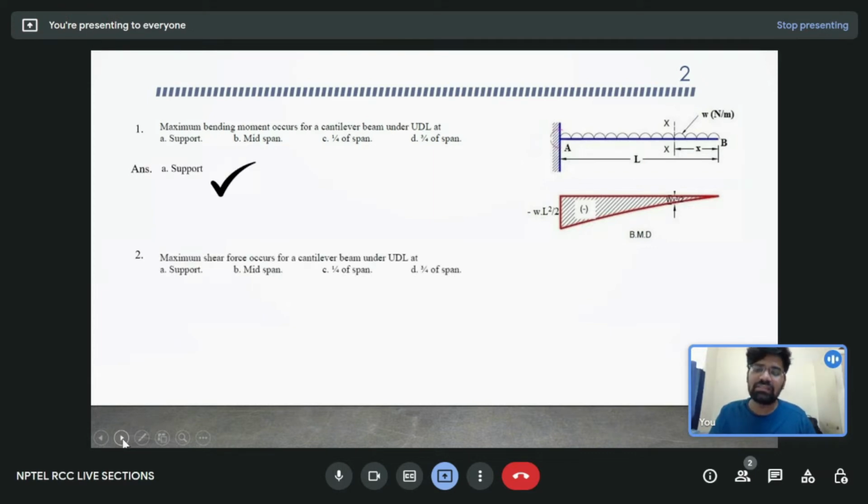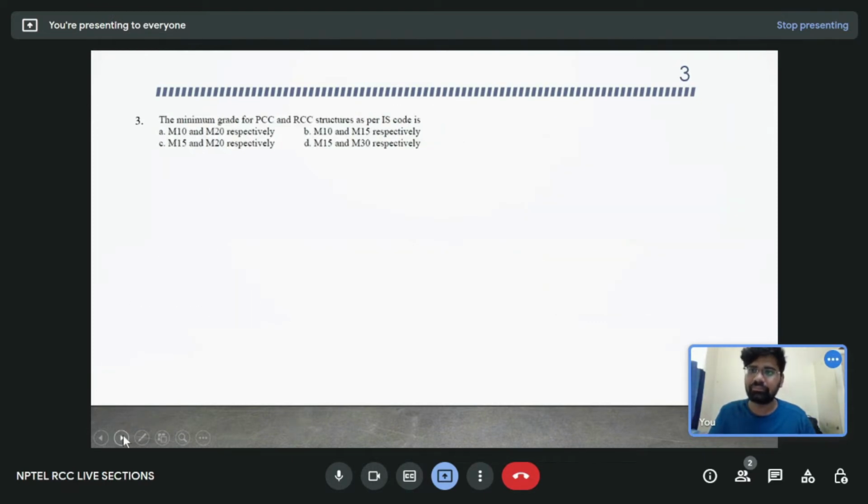Now the next question is, where does the maximum shear force occur for this same cantilever beam which is subjected to UDL? Similarly, we can draw the SFD, and here also it is very easy: the maximum shear force would occur at the support only. Now let's look at some more good questions.